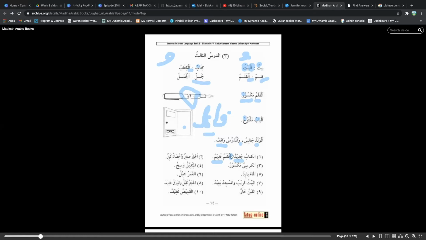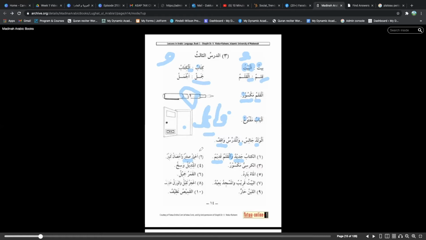Kitabun jadidun wal qalamu qadimun. And the book is new and the pen is old. Al-himaru saghirun. Saghirun can mean small in reference to age, a sin. Saghir, a sin, it means young. Here it means small.